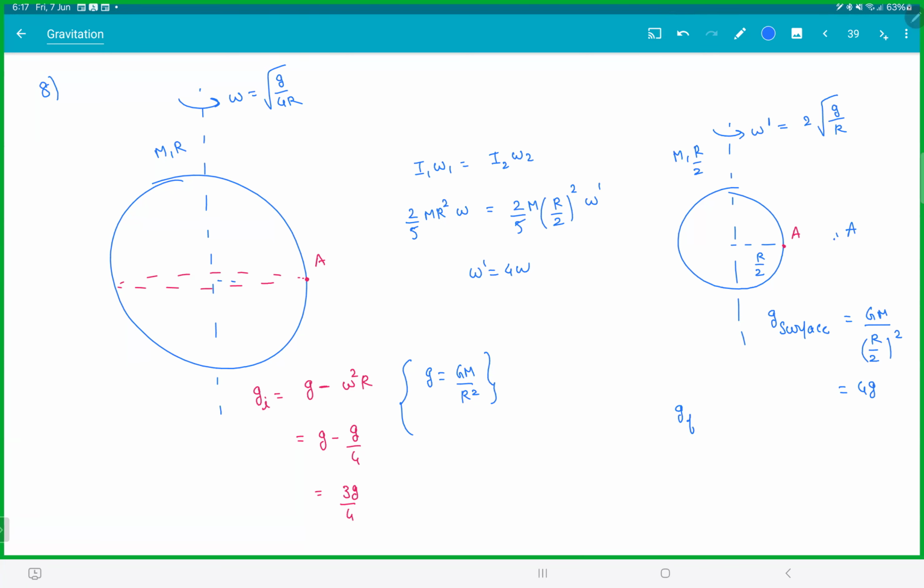Now g final apparent would be g on the surface minus omega square r by 2. Everything changed. So g on the surface is 4g, and omega square is 4g by r, into r by 2. That would give you 2g. There. So g initial by g final is 3g by 4 and 2g, which is 3 by 8. Hope you're getting the catch.